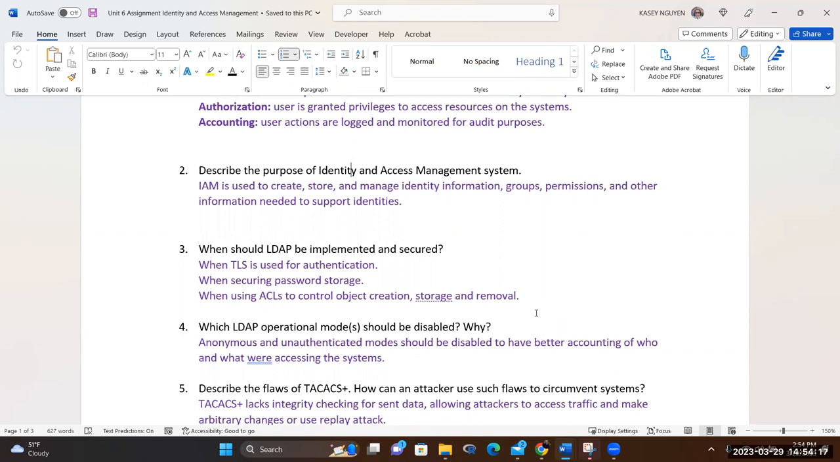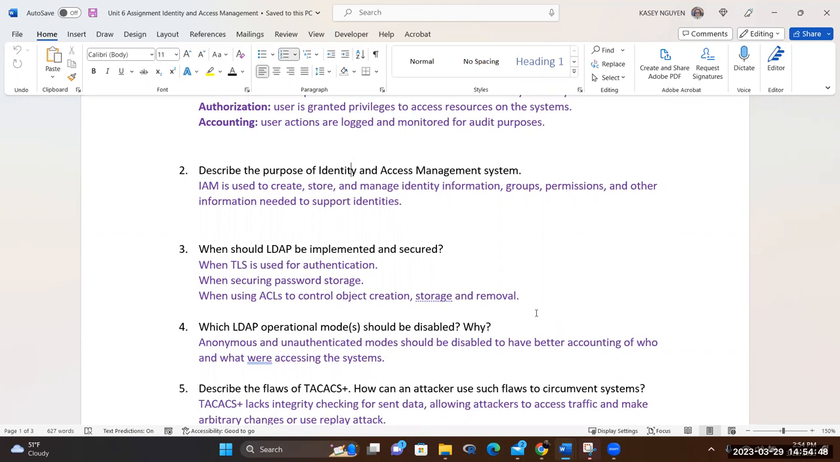Now, in order to match up your password is stored securely, right? In most cases, we'll talk about the weakness in this area. And so we would want to consider to apply LDAP and secure LDAP when we're using TLS for authentication, when we are securing password storage, because in some cases we're sharing that secret information or that password is stored in plain text.